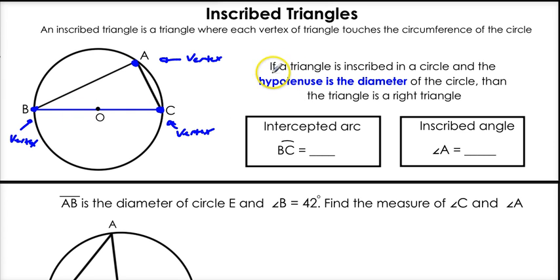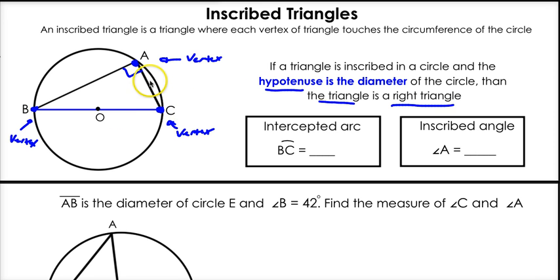Now here's a fun fact. If a triangle is inscribed in a circle and the hypotenuse is the diameter, so like right here we see the hypotenuse is the diameter of this circle, then the triangle is a right triangle. Okay, this would be a right triangle. This is a 90-degree angle. Now how do I know that?